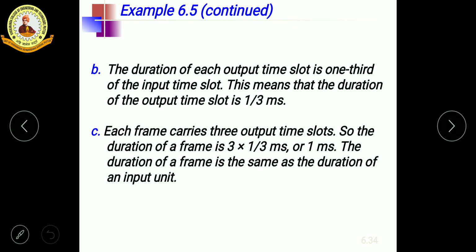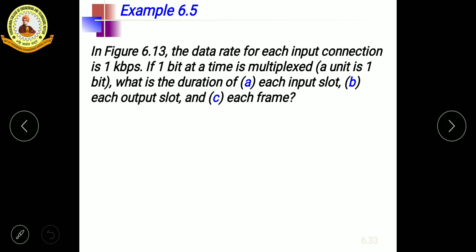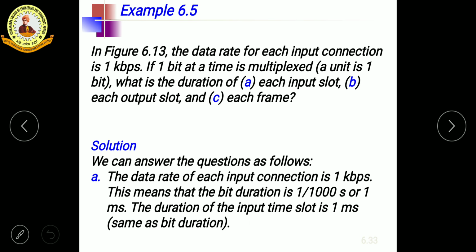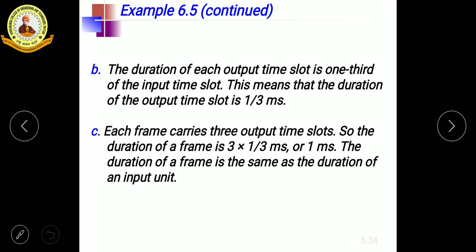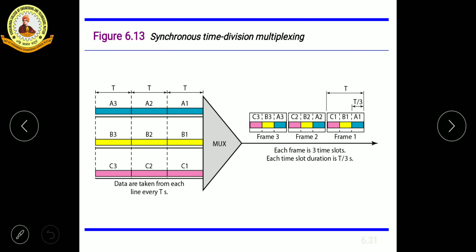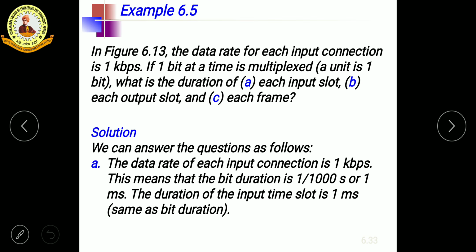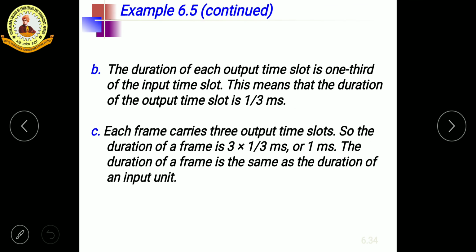Now the second one, question B. What was the B question? It is the duration of each output slot. So what is the duration of each output slot? The duration of each output time slot is 1/3 of the input time slot. This means that the duration of the output time slot is 1 by 3 millisecond. That is, here, let us assume there are 3 sources, or if there are n sources, what we can say is that the output time slot is 1/3 of the input time slot. So the duration of the output time slot is 1 by 3 millisecond.